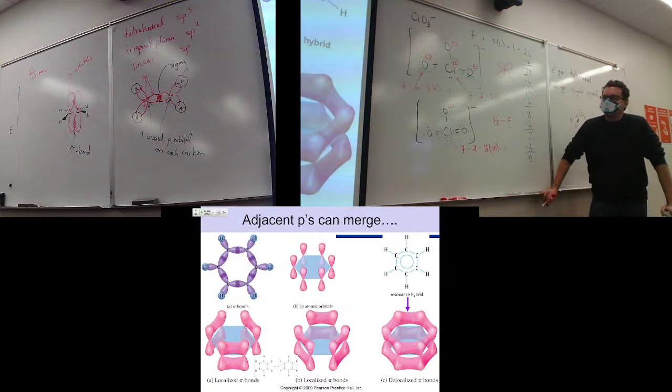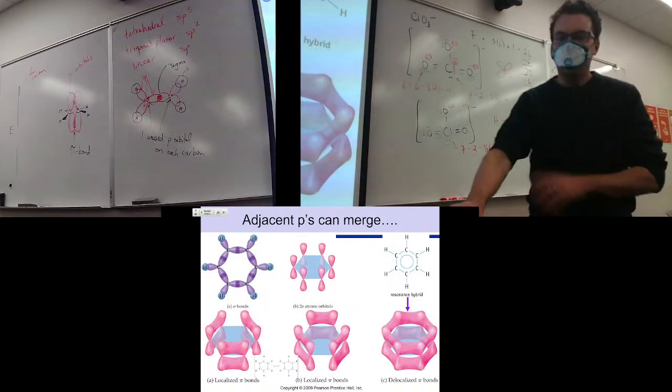So this is kind of like the explanation for why we have these resonant hybrids. It's because of the way the orbitals overlap with each other. The electrons are allowed to kind of freely move around, and it's because of the nature of the pi bond. Alright, so that's benzene.